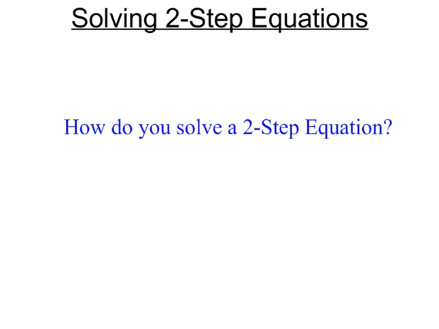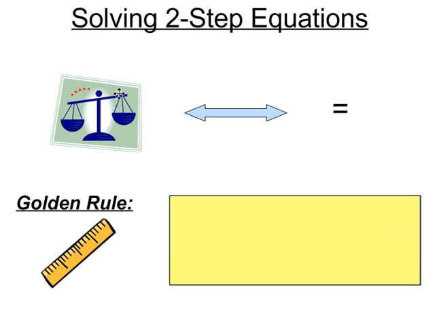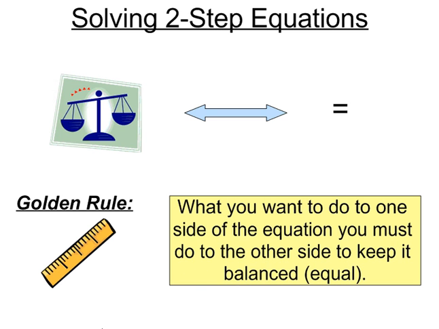Solving two-step equations. How do you solve a two-step equation? So let's do a quick review here. We have to remember that when we're solving an equation, an equal sign represents a scale. We need to keep it balanced. And in order to keep it balanced, we follow the golden rule, which is what you want to do to one side of the equation, you must do to the other side to keep it balanced.